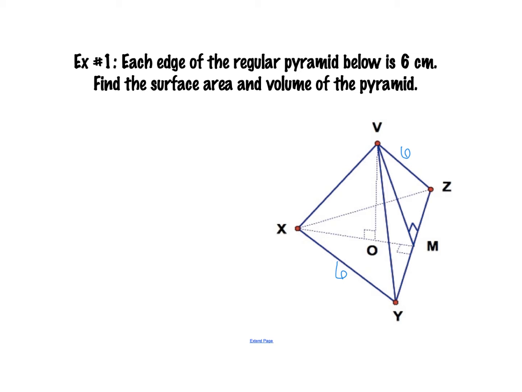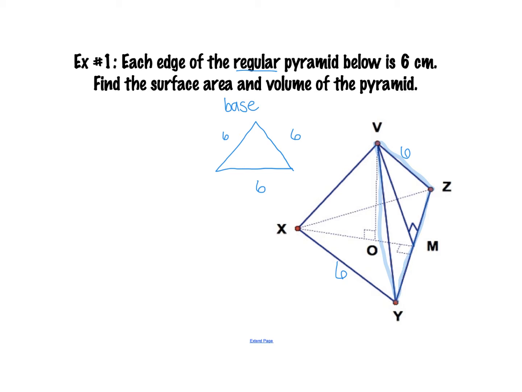Let's pause for a moment. We know that the pyramid here is regular, meaning its base is equilateral and equiangular. That means all of the base edges are 6 centimeters. But we also know it said each edge is 6 centimeters. That's referring to the lateral edges. So that means that my lateral edges here, for instance, VZ, VY, and then its connecting base edge, YZ, are also 6 by 6 by 6.